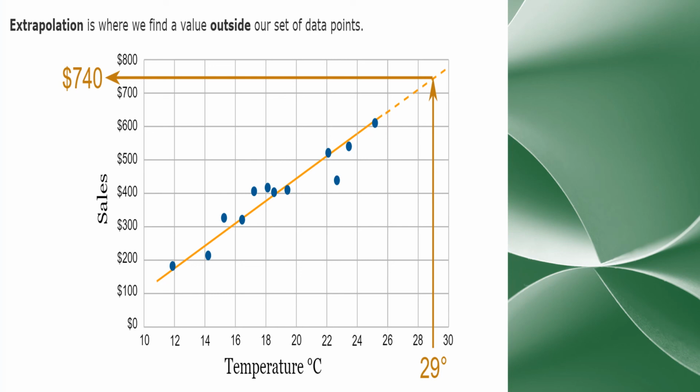So the line of best fit, or the regression line, the linear regression line, is very helpful in finding values which are inside and outside our set of data points. That is, for interpolation and extrapolation, the line of best fit will be very helpful.